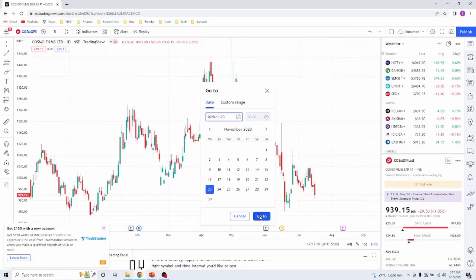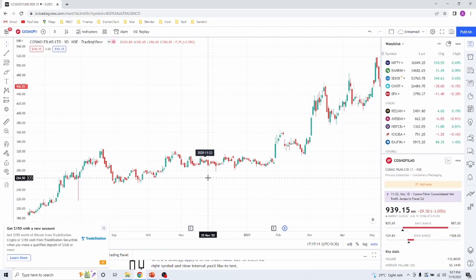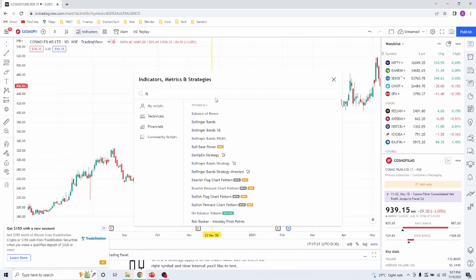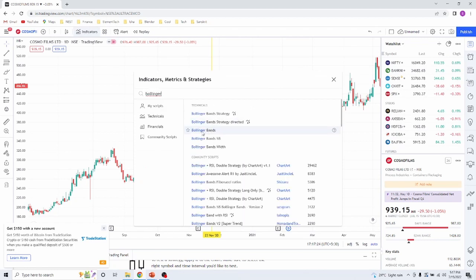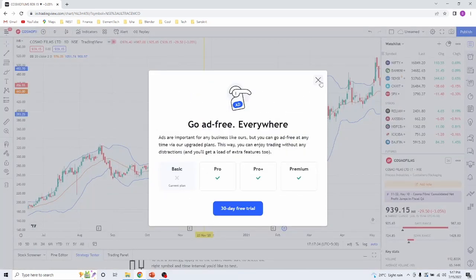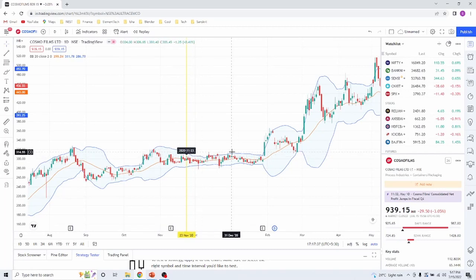23rd November 2020. Use the go-to tool. So I will just put an Alt V, a vertical mark here. Okay, then I'll go to indicators to use Bollinger Bands. You just type Bollinger here and just select this, just the Bollinger Bands, not the strategy or anything, just Bollinger Bands. And you can see that Bollinger Bands gives you a sort of upper limit.